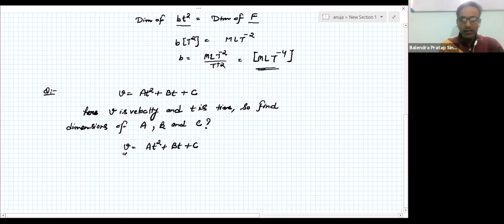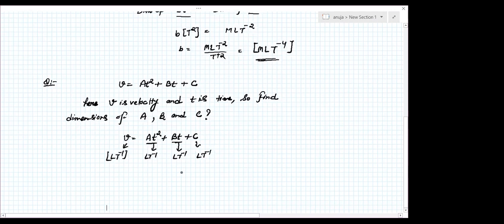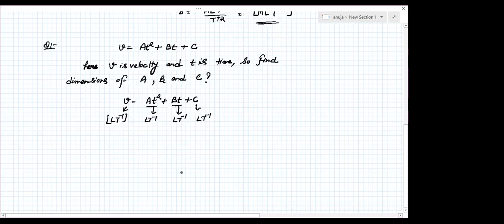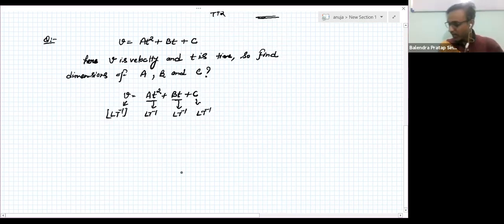What is the dimension of V? It has a dimension of meter per second, so LT minus 1. So the whole term AT square must have the dimension LT minus 1, this whole term BT has a dimension LT minus 1, and the same for C. Try to solve it. It's a very easy question, for practice.